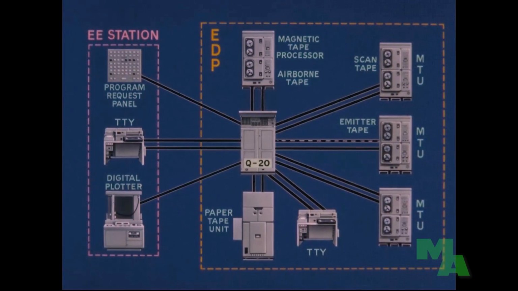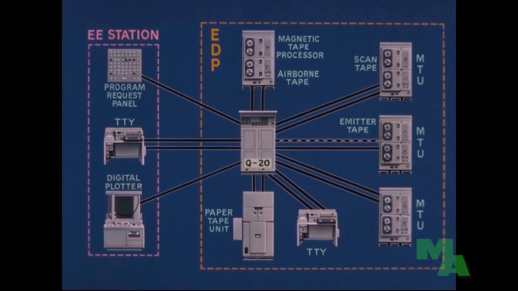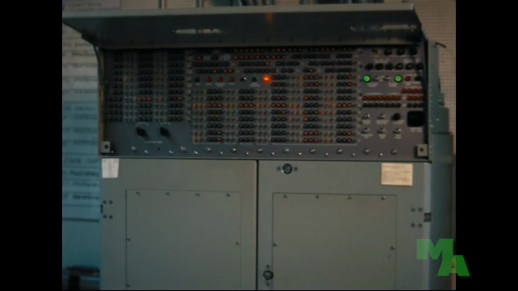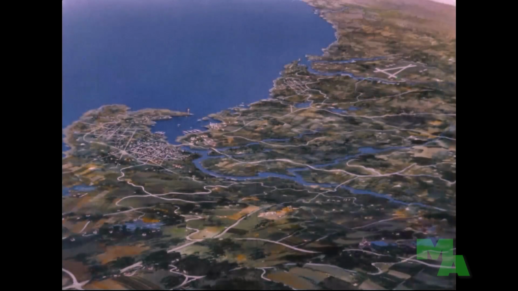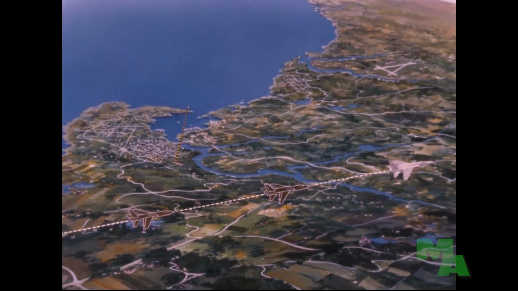Step 3 involves reading information recorded on the emitter word tape back into the Q20, which utilizes it to determine the location of the intercepted emitters. Having a series of positions and headings of the aircraft and the direction of arrival of each intercept, it is a simple mathematical task for the computer to determine the location of the emitter.